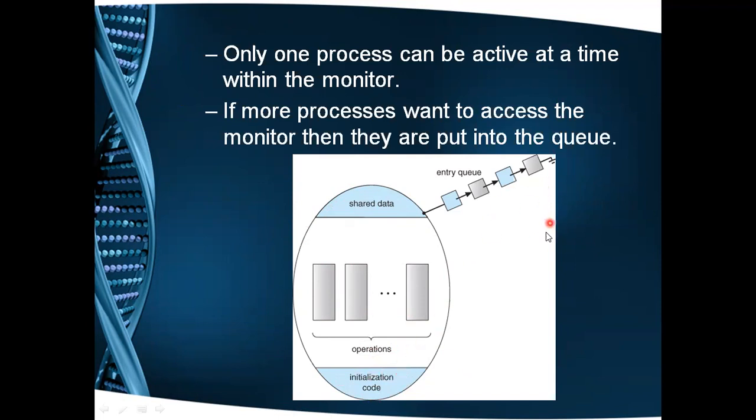What about the processes going to access this monitor? They will be placed in a queue. Here, processes are placed in the queue, and they will be allowed one by one to enter the monitor. So at a time, only one process is allowed to enter the monitor to access the common data or procedures.